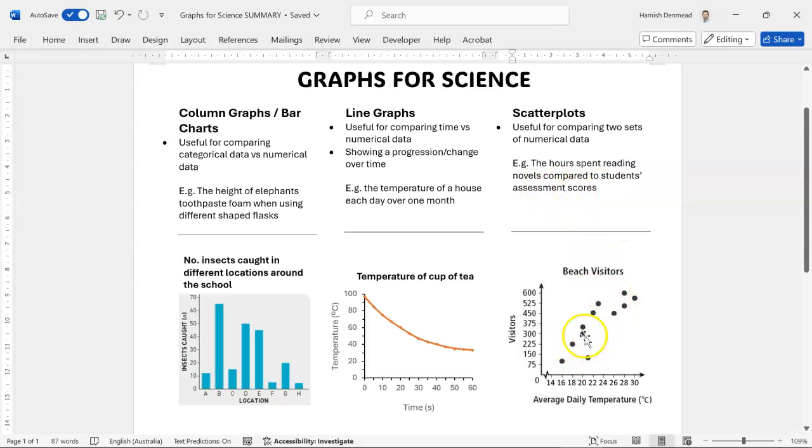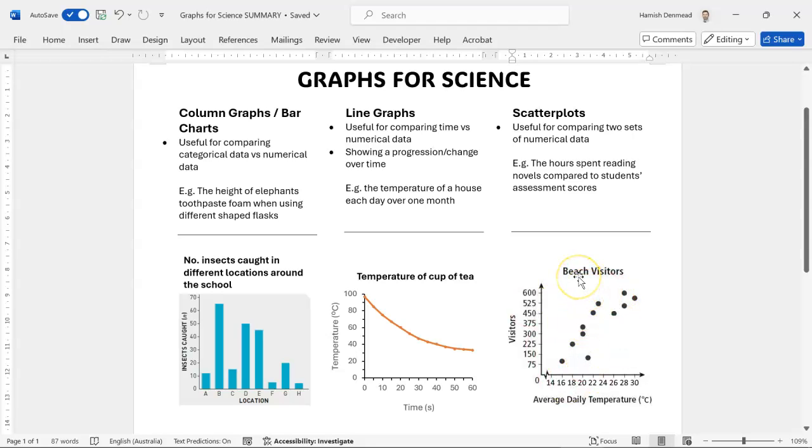And scatter plots look like this, where we're not joined up like a line graph because each point is a separate coordinate that represents a separate person or a separate event in the experiment or a separate trial in the experiment. Here's another scatter plot.